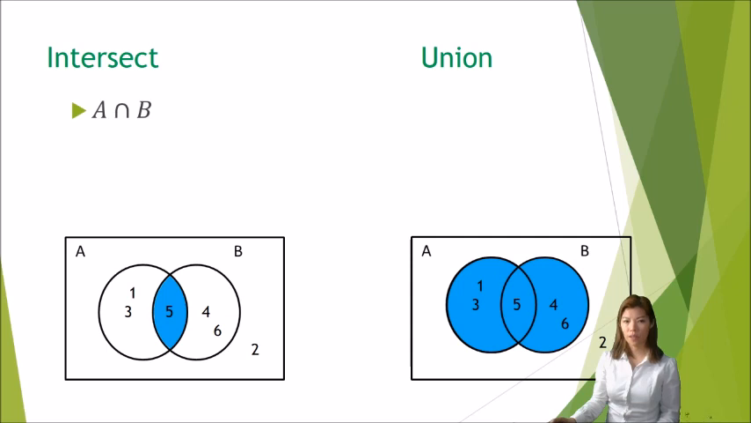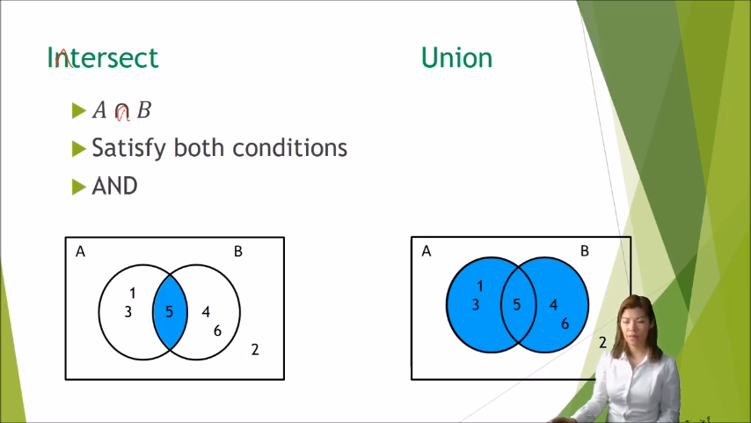Intersect is the overlap, or that symbol there that looks like a little bridge. I remember it because intersect is like a little lowercase n, and it has to satisfy both conditions. So intersect is the overlap of both of them. So 5 has to be in A and it has to be in B. The word is "and" for intersect. So if I give you a mathematical question and I say something, something, something, and then I'm referring to "and", that's intersect, not union.